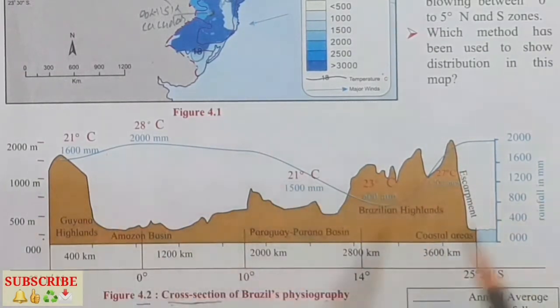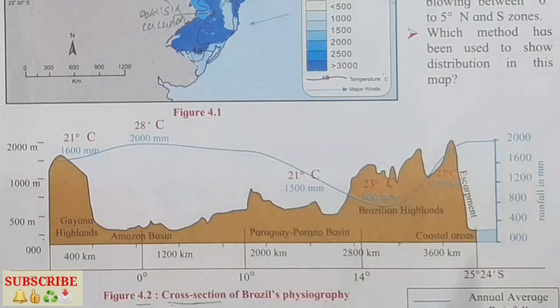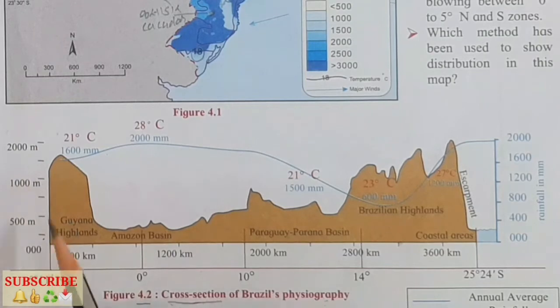Now let's try to understand this figure. See, first of all, let's understand the index. With the blue line, annual average rainfall has been shown. So here this line shows the annual rainfall. Students, rainfall is shown in millimeter. 0 to 2000 millimeter has been shown. Now here we can see the height of the landforms. 0 to 2000 meter landform is shown.